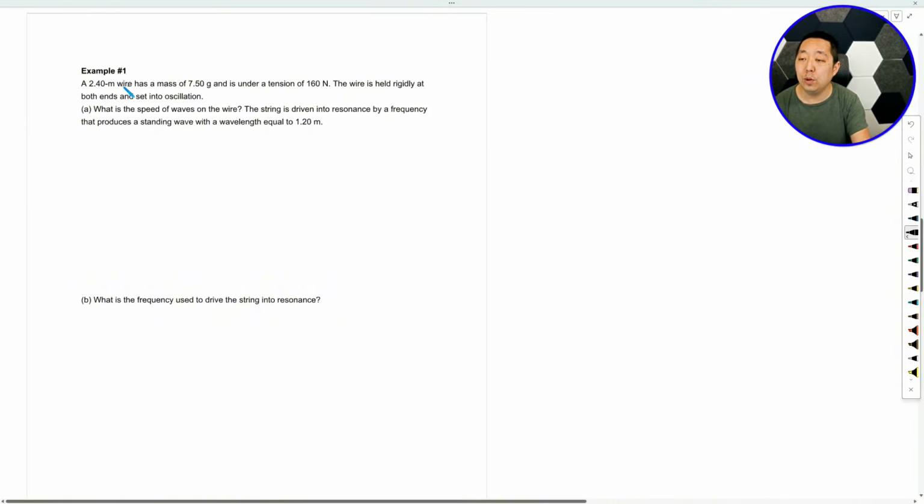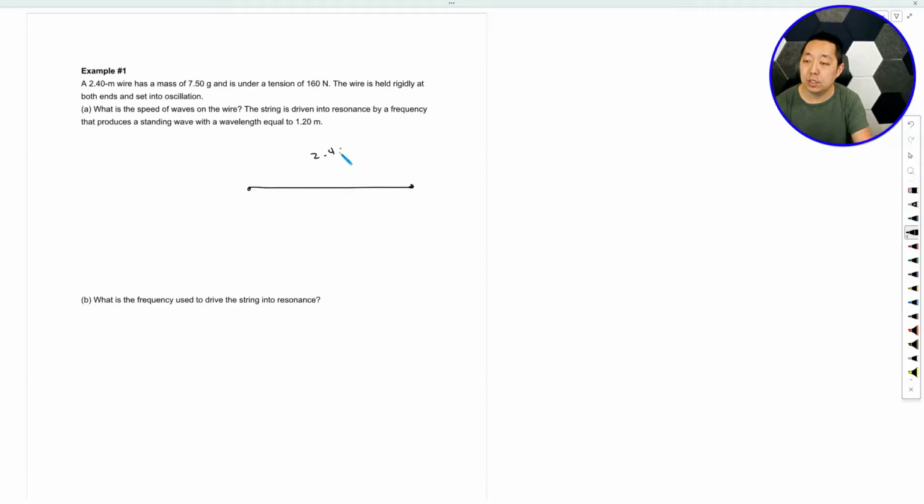So we have a 2.4 meter wire. So we have a wire here. It's 2.4 meters. It has a mass of 7.5 grams, which is 0.075 kilograms. I like to have everything in SI units. And the tension is equal to 160 newtons. The wire is held rigidly at both ends and set in oscillation. What is the speed of the wave in the wire?